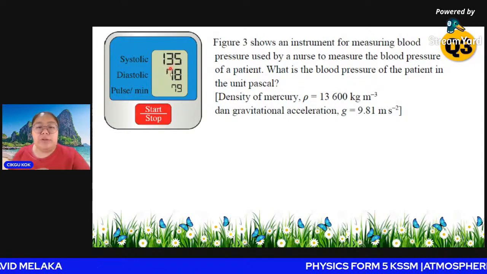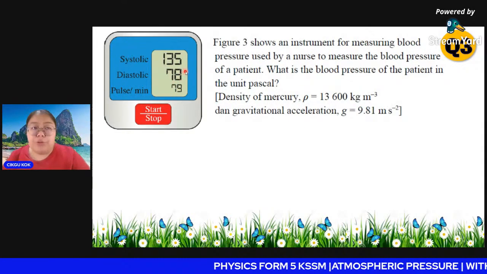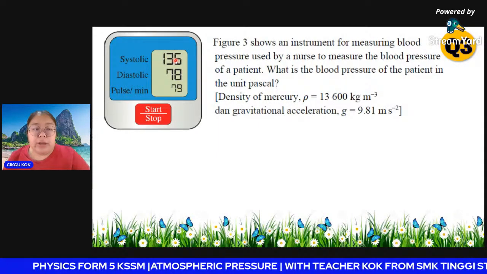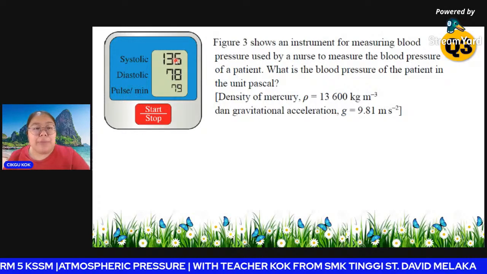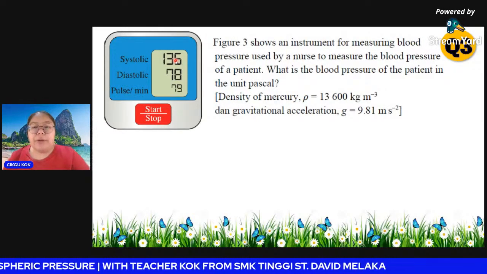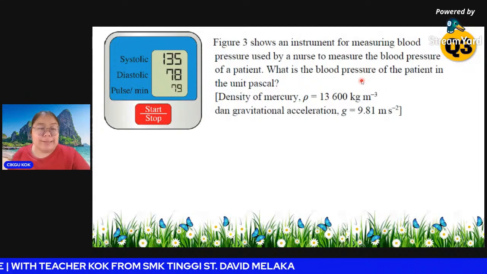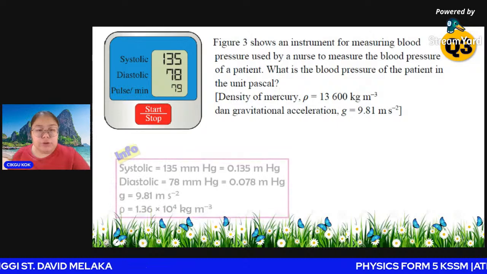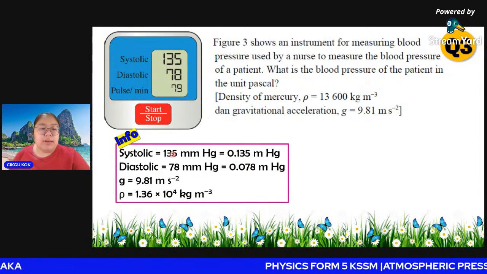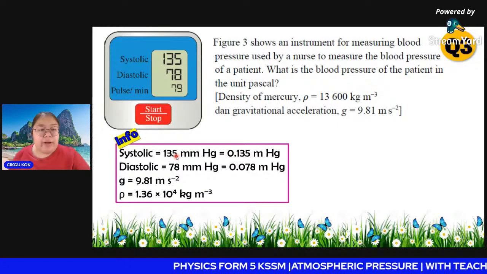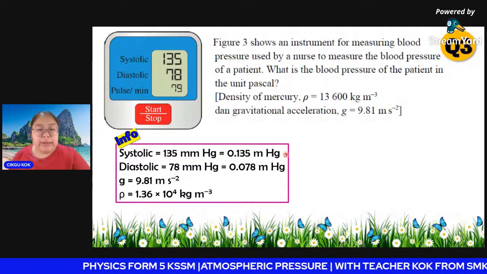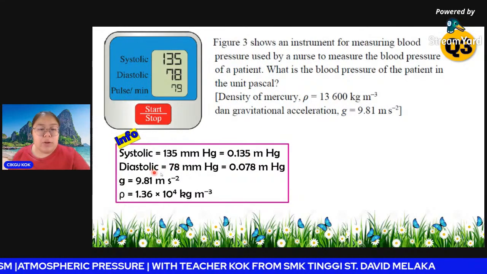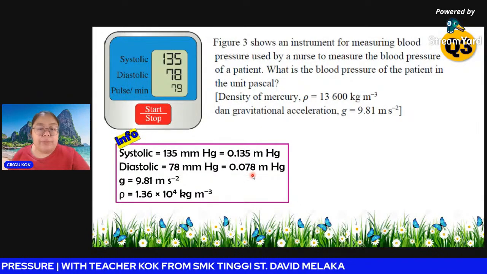So from here, what are they using to measure? They are using mercury. So this one, 135, means 135 mm mercury, and 78 means 78 mm mercury. They want you to convert to Pascal. Both need to be converted. So I show the info first. Systolic is 135 mm mercury. Then I convert to meters first: 0.135. Diastolic is 78, so I also convert to meters.